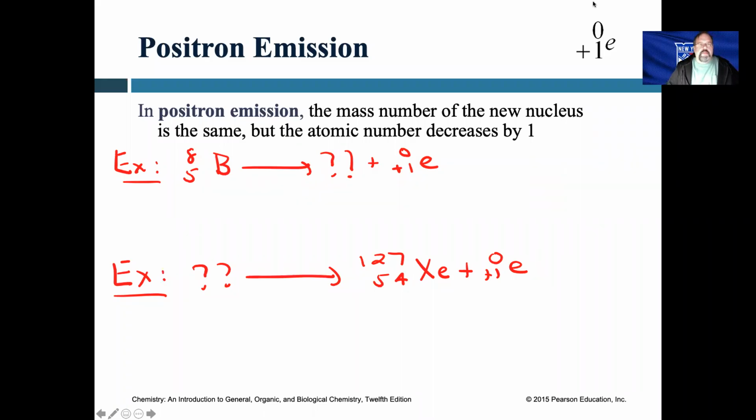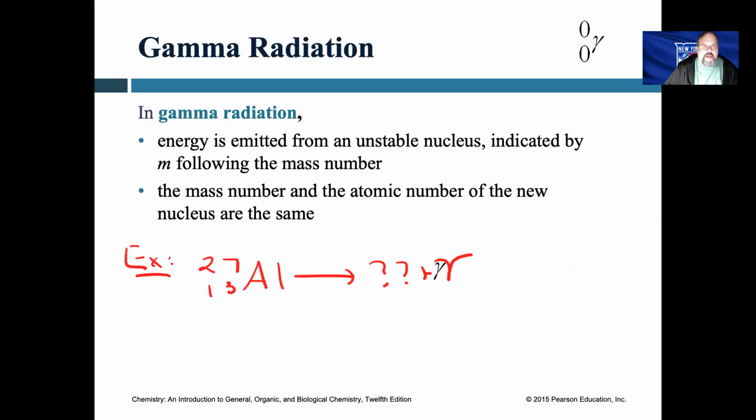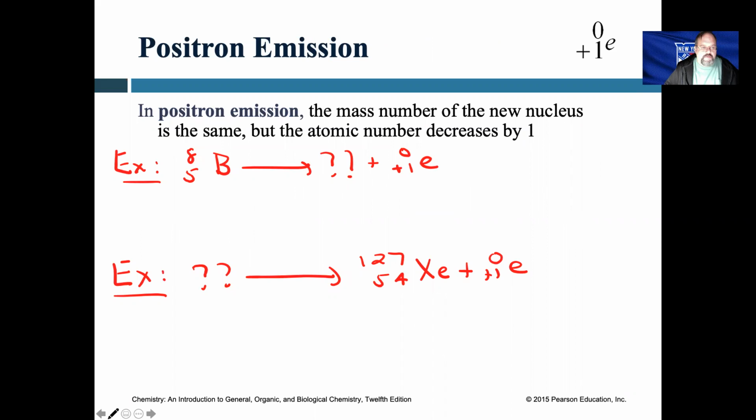All right, so let's talk about positron emission. In positron emission, the mass number of the new nucleus is the same, but the atomic number decreases by 1. And remember, where do we get a positron from? Sorry about that, I didn't have the pen ready. In positron emission, a proton is changed into a neutron.